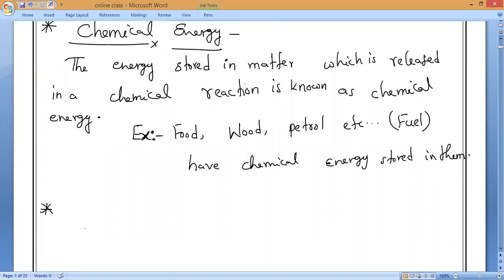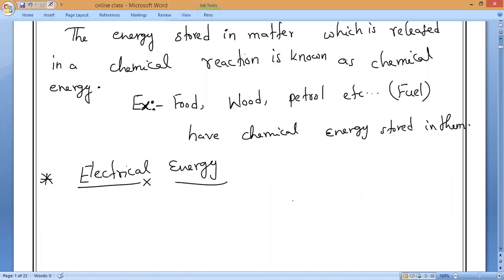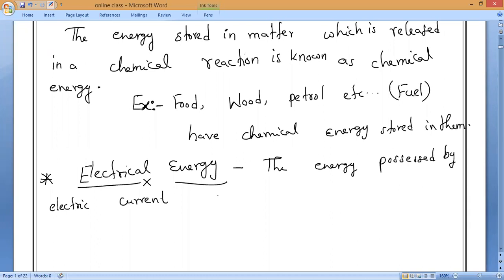Next, electrical energy. You have to learn the definitions fully. This is one more question they will surely ask you. First we will study types of energies, later we will study transformation of energy. Electrical energy: the energy possessed by electric current is known as electrical energy.